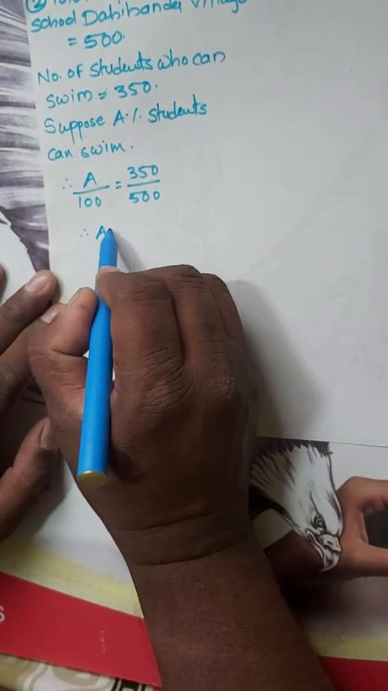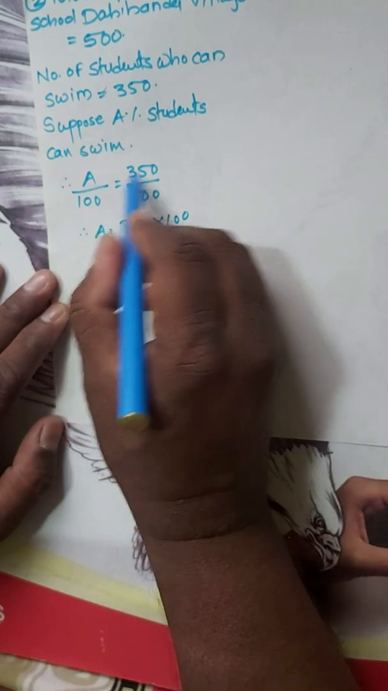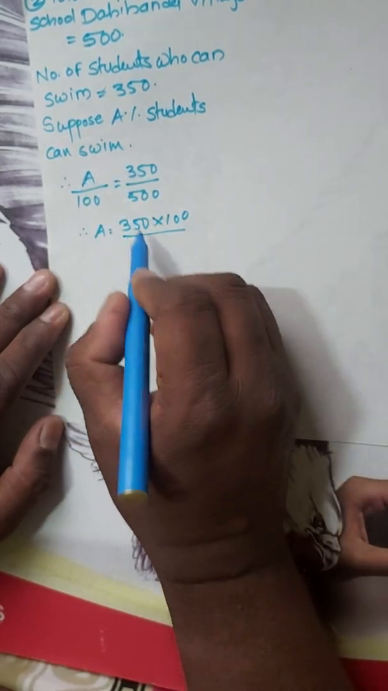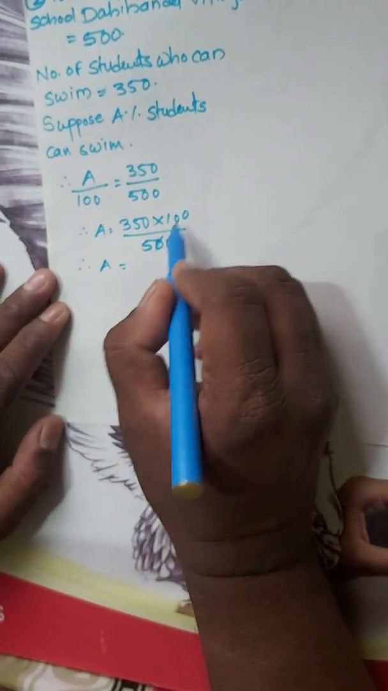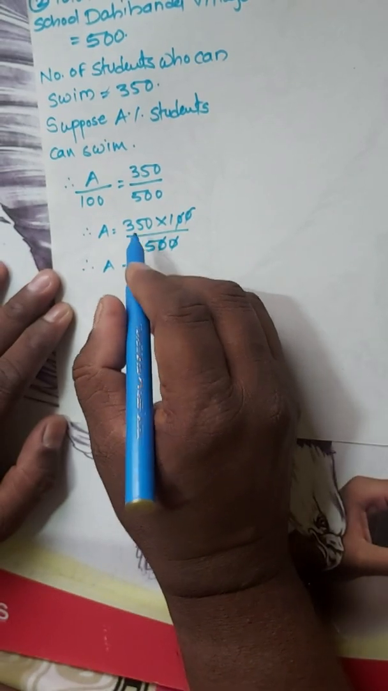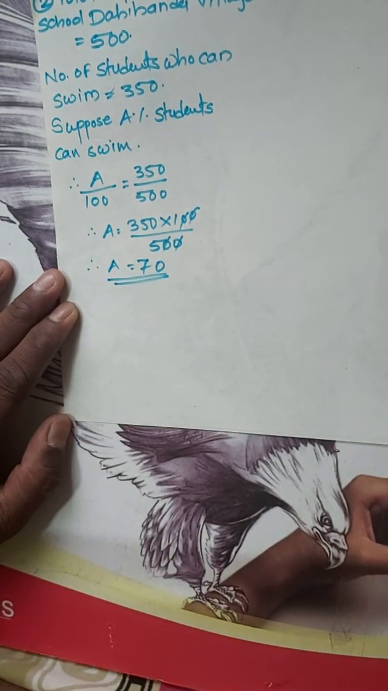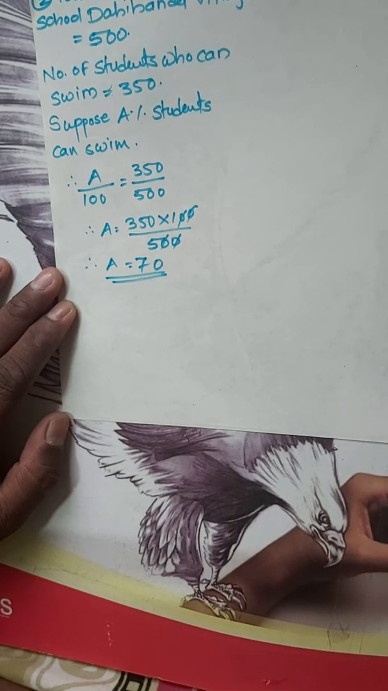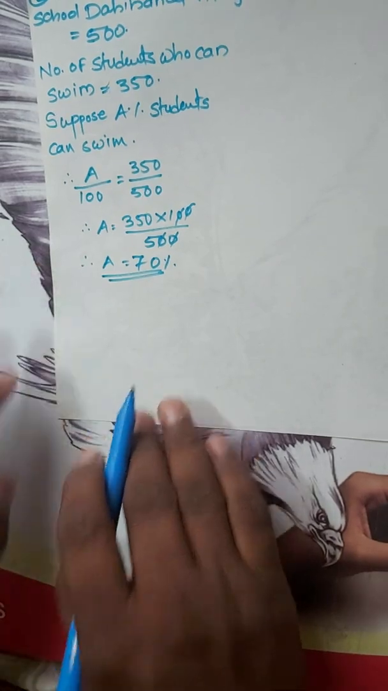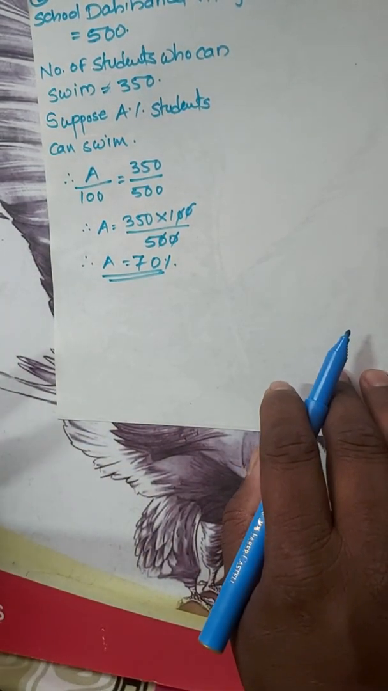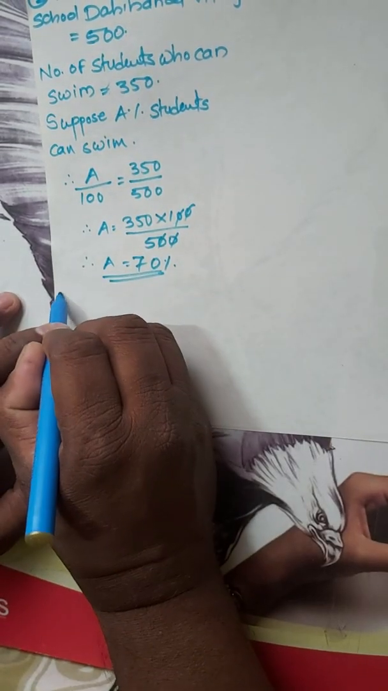Therefore a is equal to 350 into 100, cross multiplication always, upon 500. Therefore a is equal to, this gets cancelled, we divide 350 by 5, 7 fives are 35, and this 0, so 70. So now we got the percent of students who can swim, that is 70%. Okay, so we'll write 70%. Now a simple thing, students, the percentage of students who cannot swim, that we will find out now.